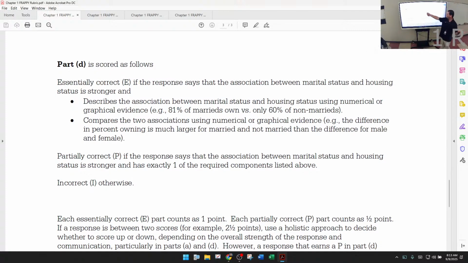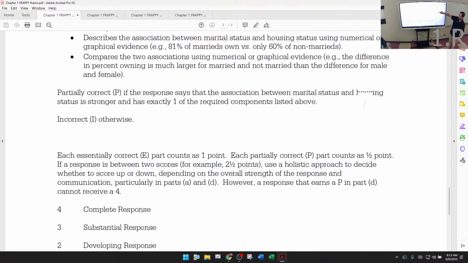Essentially correct if the response says the association between marital status and housing status is stronger and describes the association between marital status and housing status using numerical or graphical evidence, and compares the two associations using numerical or graphical evidence on the differences of the percents. So you describe the association and then you compare it using numerical or graphical evidence. Partially correct if the response says there is an association between marital status and housing, but only gives one of the two components listed above. I'm not too concerned with that one.